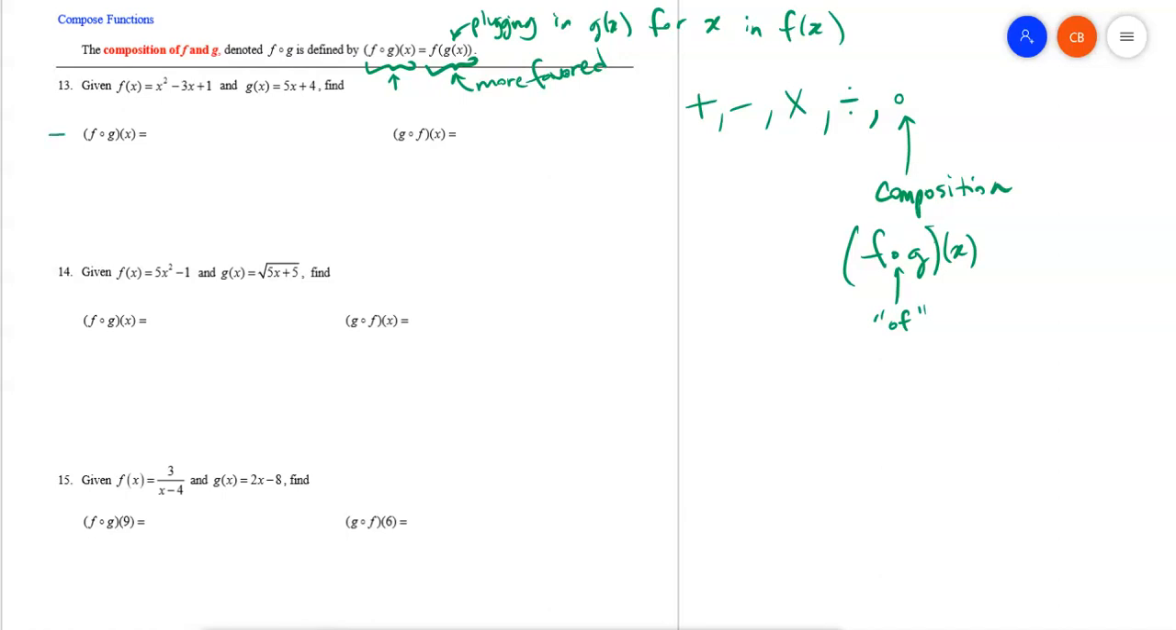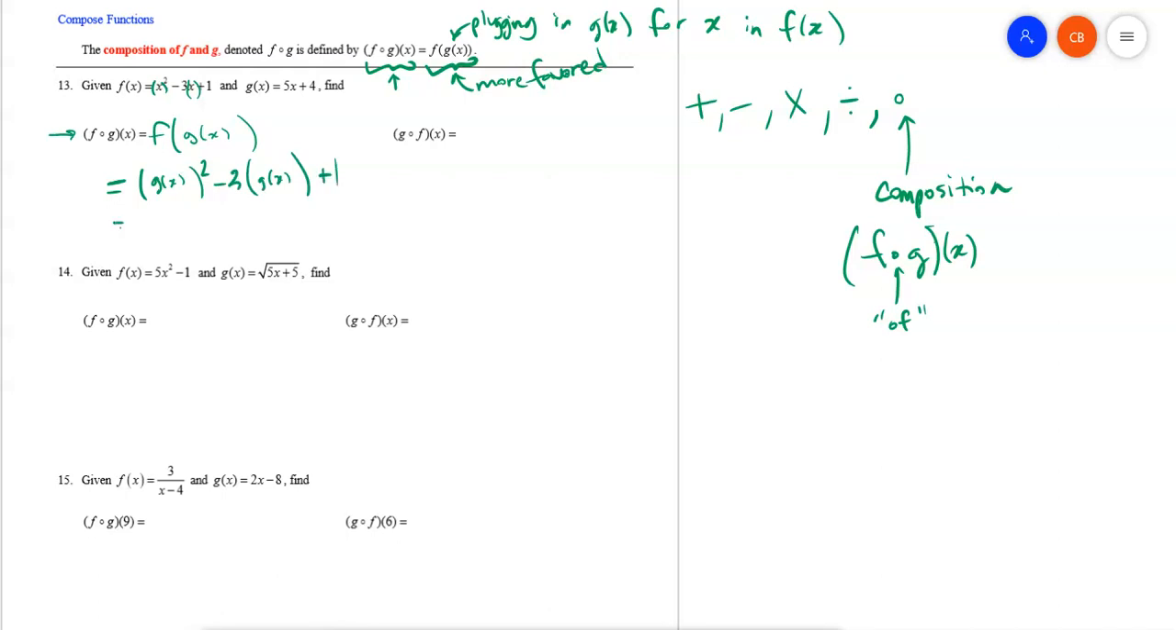For example 13, we're seeing this notation here. I'm just going to follow it up by writing this means f of g of x, which means we would want to take f, which is x squared minus 3 times x plus 1. What we want to do is instead of x there, put g of x. So it's really going to be g of x squared, minus 3 times g of x, and then plus 1.